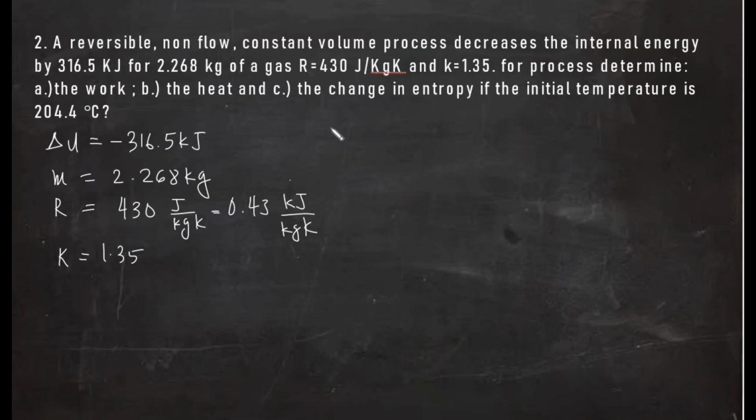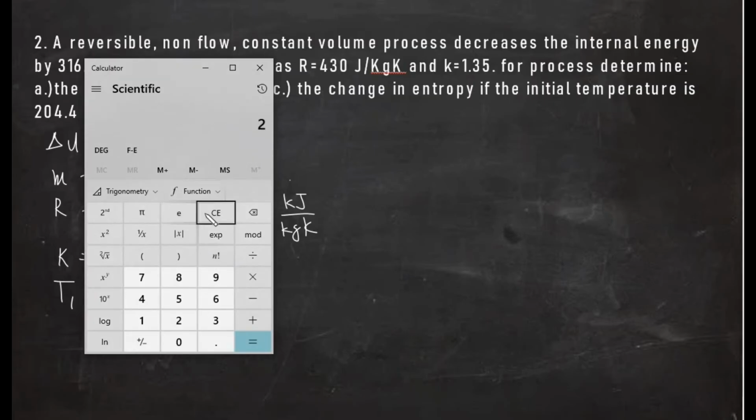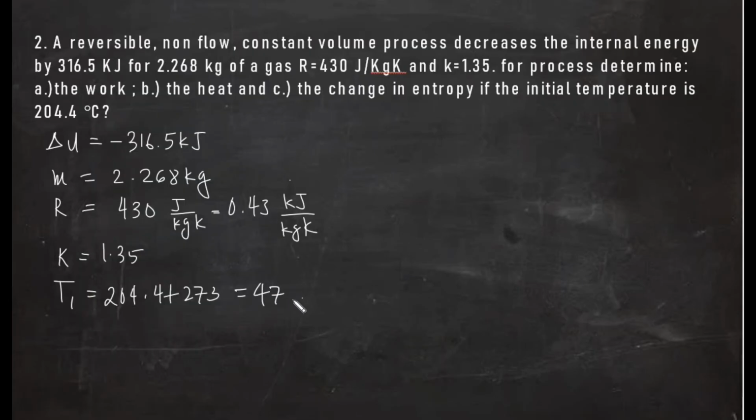So we have to determine the work, the heat, and the change of entropy if the initial temperature is equal to 204.4. So let's go ahead and get the absolute temperature. So we have 204.4 plus 273. We have 477.4 Kelvin. So let's go ahead and go to our main solution.